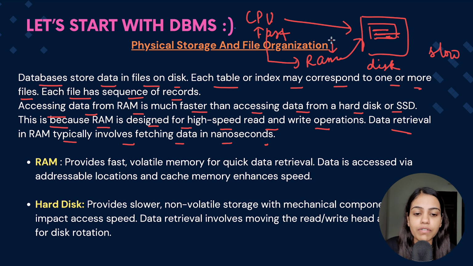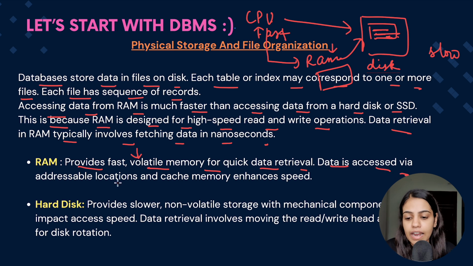So the CPU makes queries to the RAM and the RAM checks if it has the desired result. If it doesn't, it goes to the hard disk, takes the blocks, and checks if it has the desired results or not. Now RAM provides fast volatile memory for quick data retrieval. Volatile here means that after a system crash or failure, the data will be lost. Data is accessed via addressable location and cache memory enhances the speed.